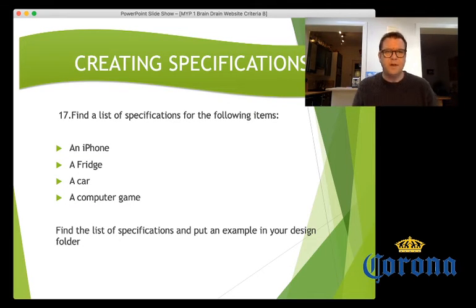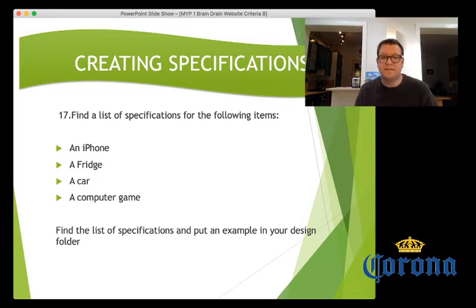Now, if you remember from the last lesson, or from the last project, we also made a list of specifications. Every single product, before it gets designed, has a list of specifications. Even when you've made the product, you can still get that. So if you look at your phone or a fridge or a car, computer game, and look at the box, then you'll see a list of specifications, or go to the website.